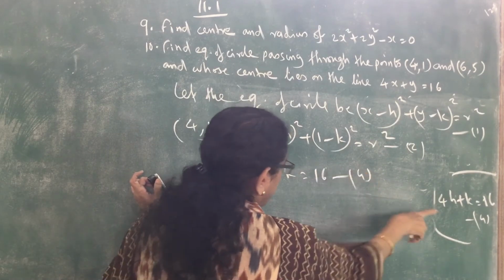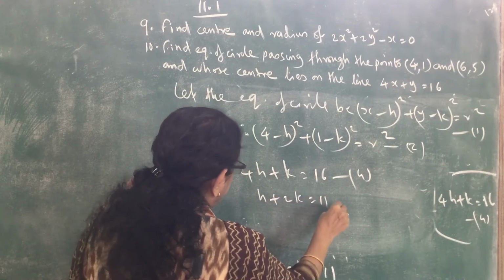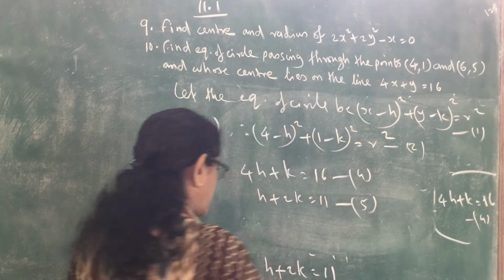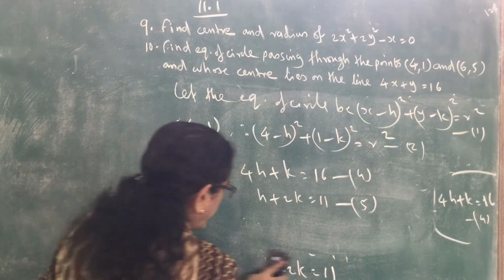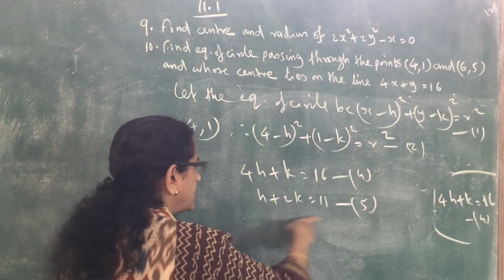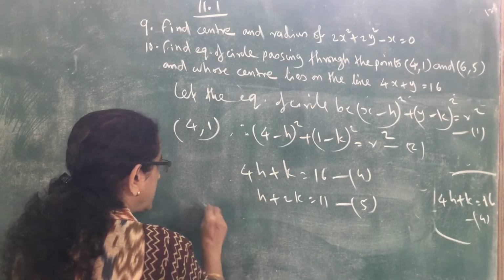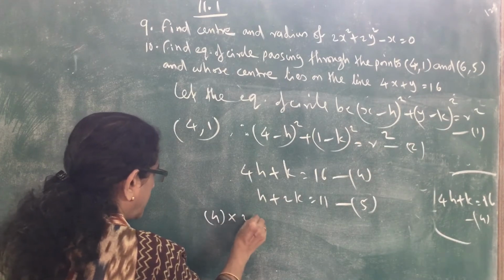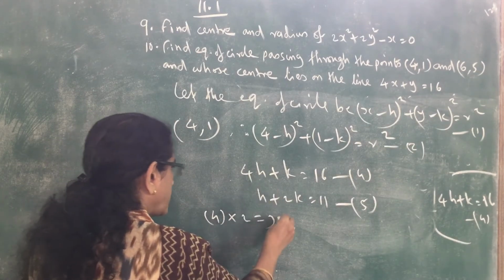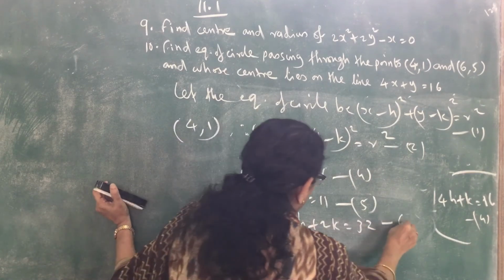That was equation number 4. And this we can name h plus 2k equal to 11, equation 5. Then we can solve these equations. We can multiply equation 4 by 2. So 8h plus 2k equal to 32. Name that equation number 6.